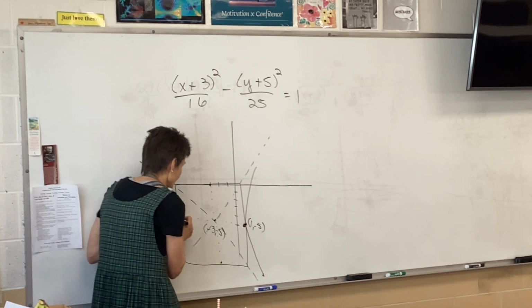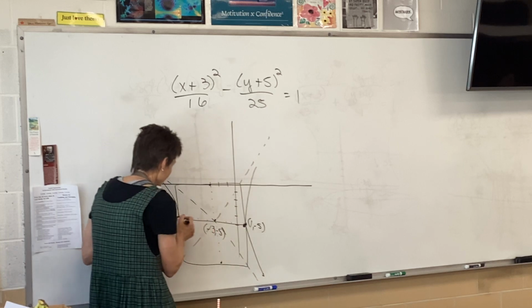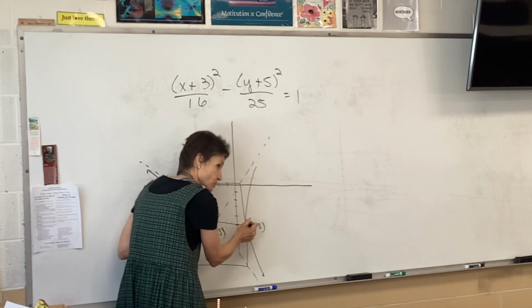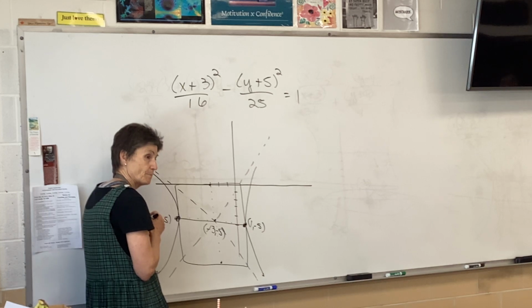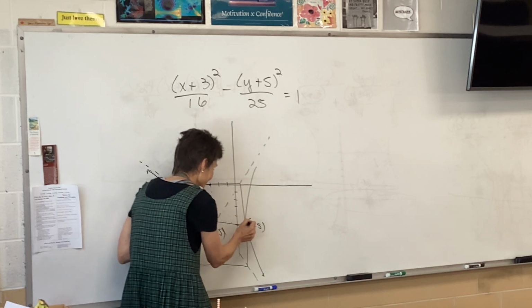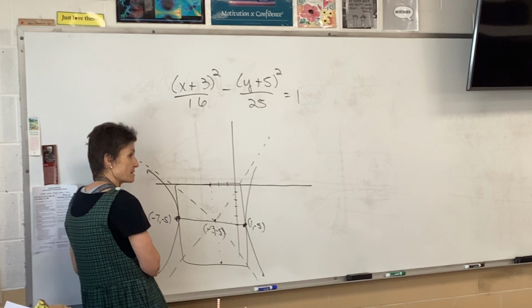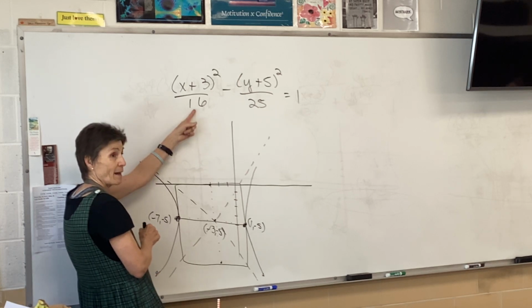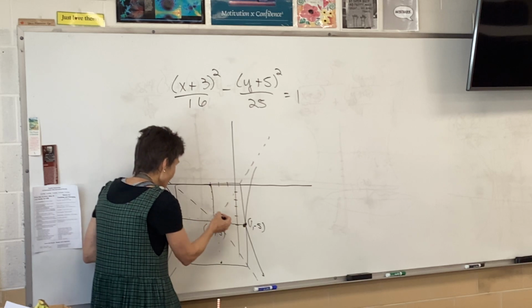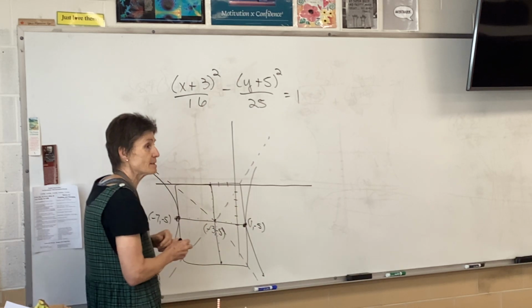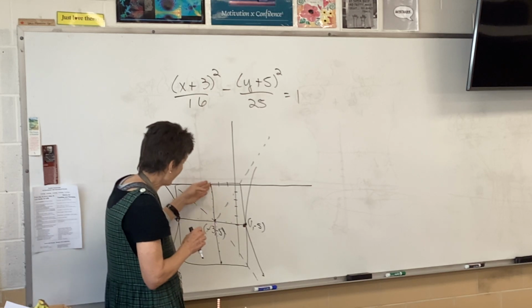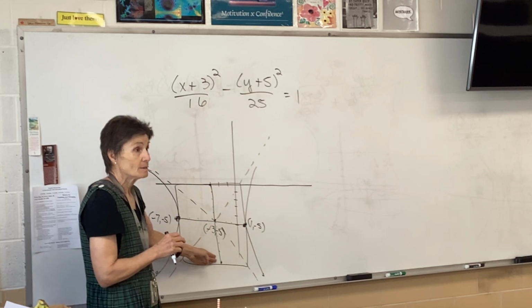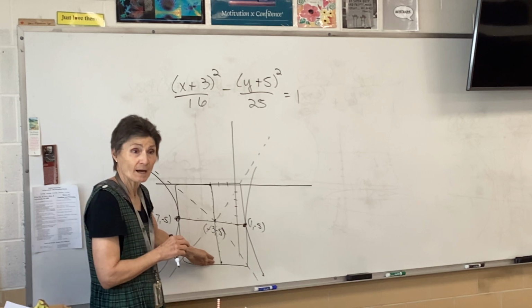This axis right here that connects the vertices is called transverse. How long is that transverse axis? 8. Didn't you count back and forth 4? This guy is your conjugate axis. We don't really do anything with it but build the box. But that one is how long? 10, because we went up and down 5.